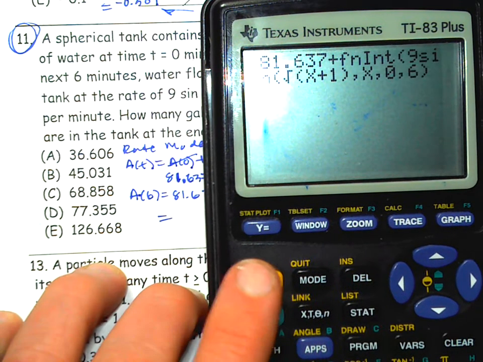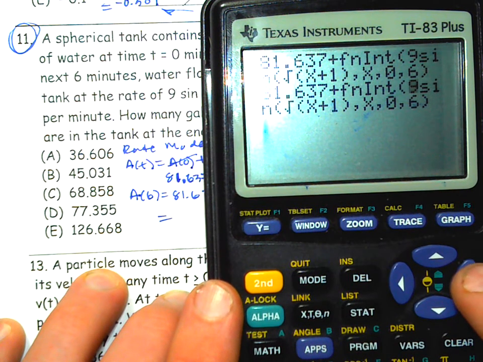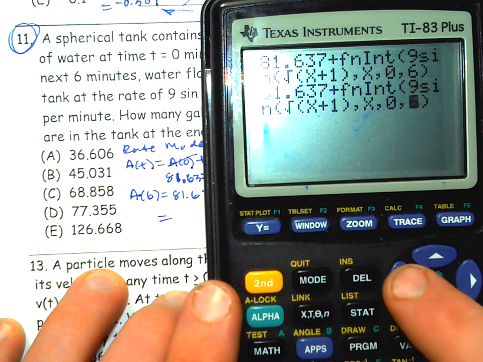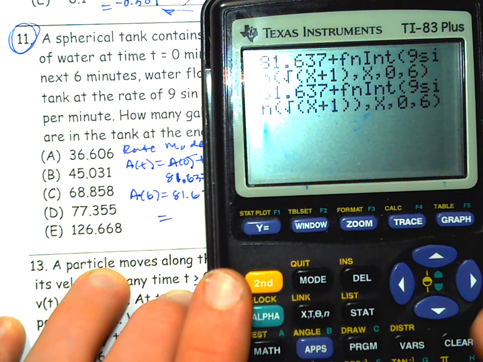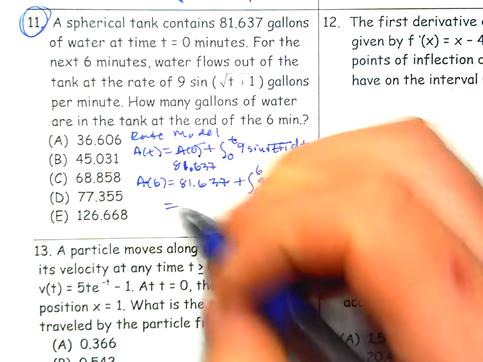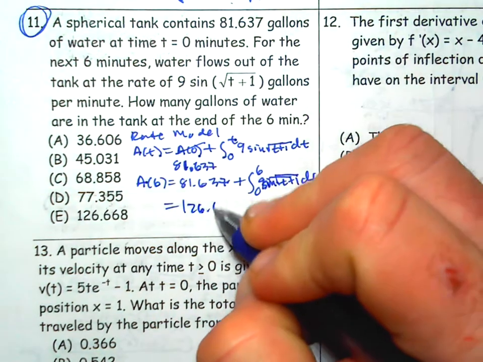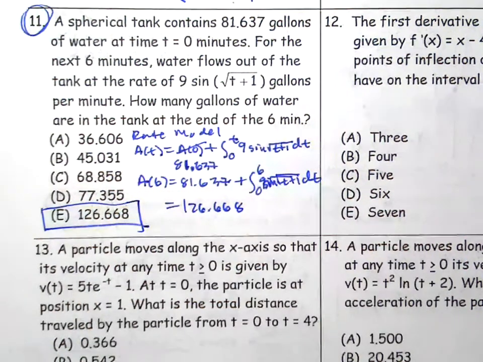Oops, I messed something up. Now I don't want to retype it all. Math int 9. Oh, I forgot to close the parentheses on the sine. So I get 126.668. There you go.